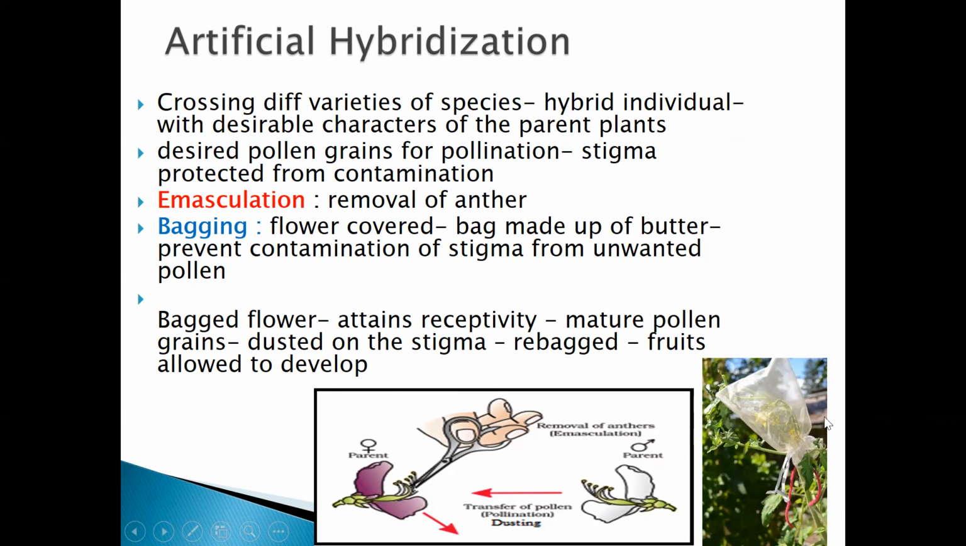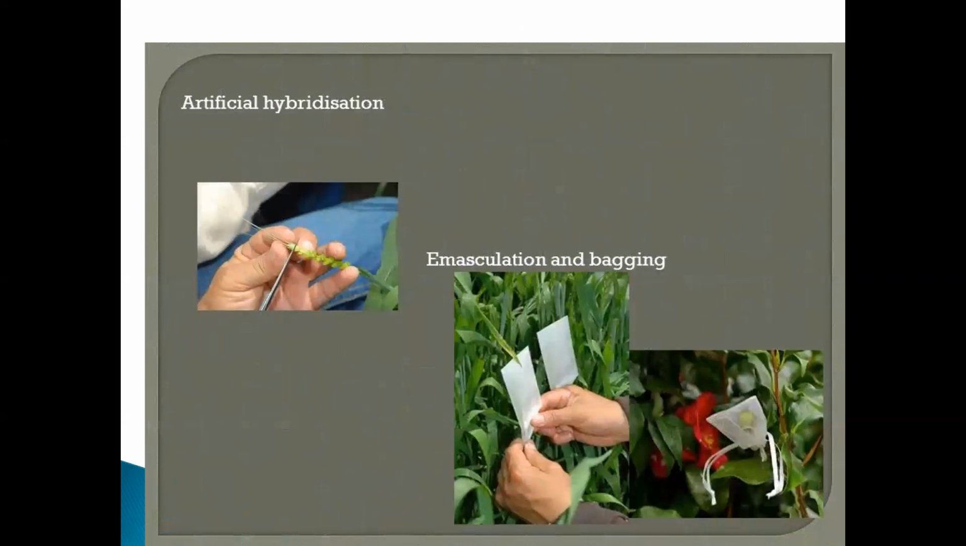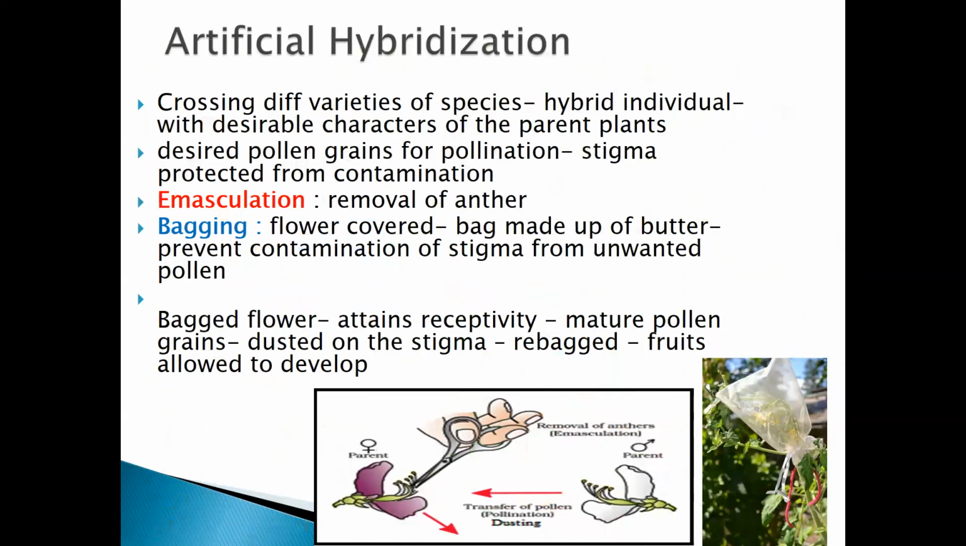After emasculation, they bag the flowers. Bagging is done using a butter paper bag. After the bagging is done, it is kept for some more time. Why is the bagging done? This question can be asked, and you must also be curious to know it. Bagging is done to prevent the contamination of the stigma from unwanted pollen.